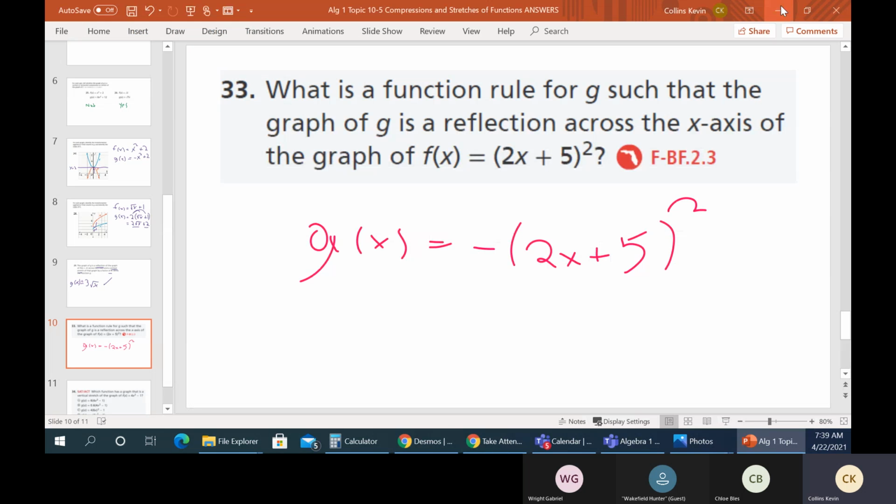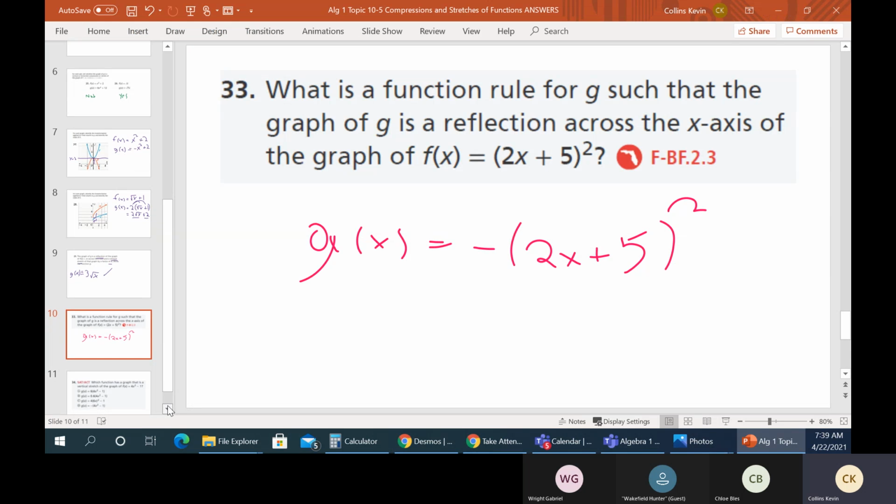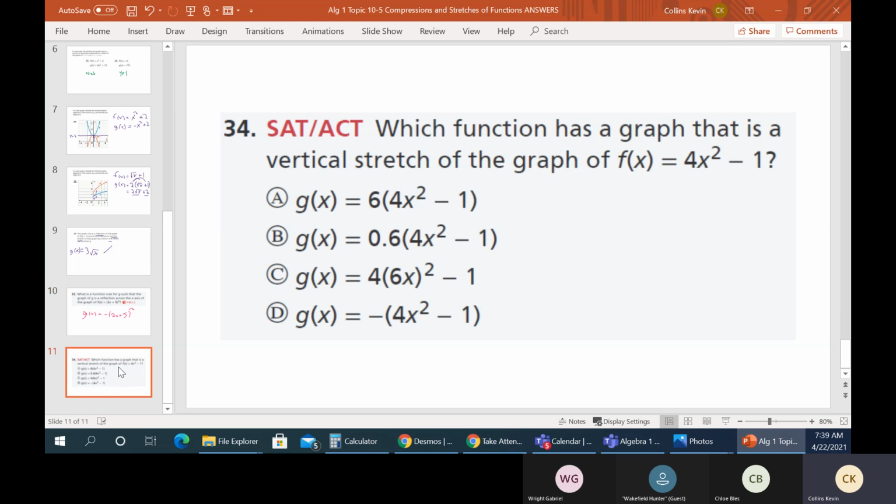All right. So let's check out one more here, and we'll call it. Okay, so it says, which function has a graph that is a vertical stretch of the graph f of x equals 4x squared minus 1? So which one is a vertical stretch?